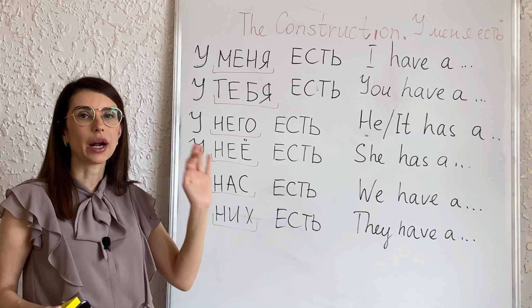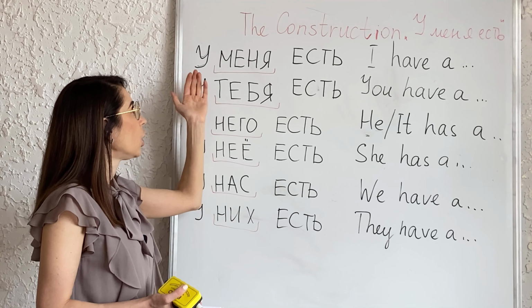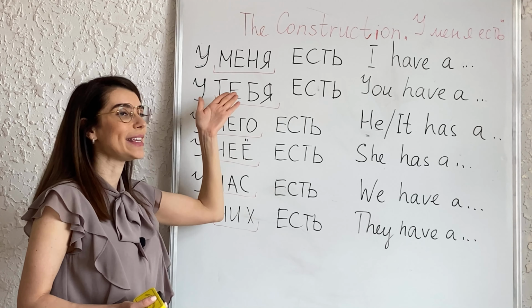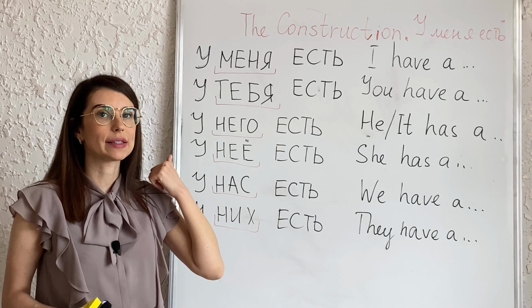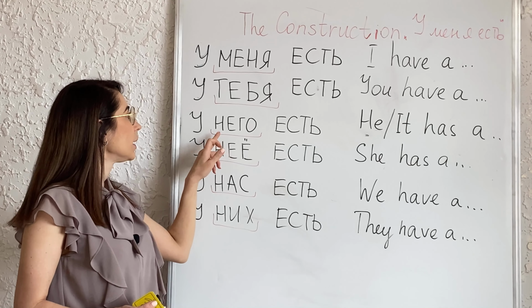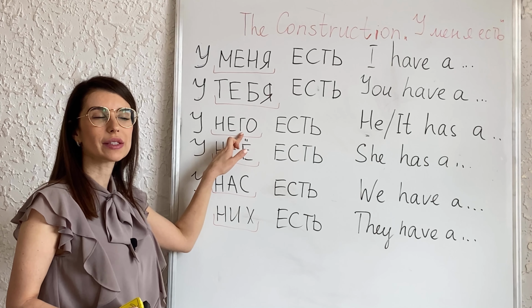You should remember that the next word after есть shows you what exactly you have. So, у меня есть сестра, sister. У тебя есть сестра. У него есть сестра. Pay attention here. You see, го at the end. We have a lot of words like that.